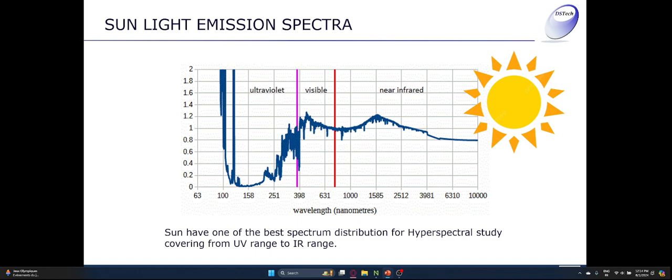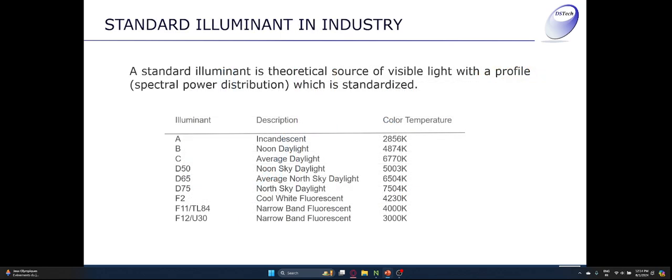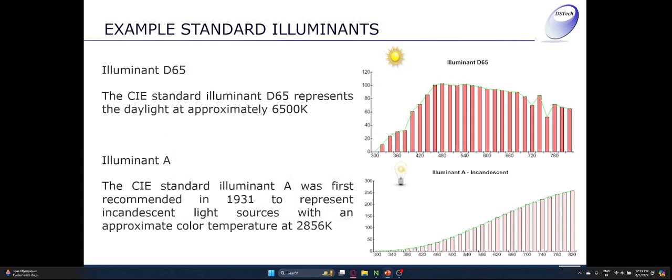Okay, moving on. In industry, we have already built standard illuminants. If you're already in the industry, you should know some of these standards of illuminants, like the D65 and everything. These also give out a certain type of spectral distribution. So it depends on what standard you're following. You should follow it all the time. You can't just use one today and change to another tomorrow.